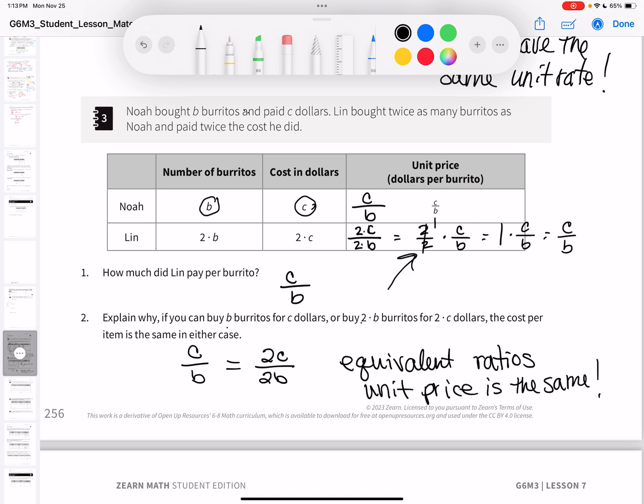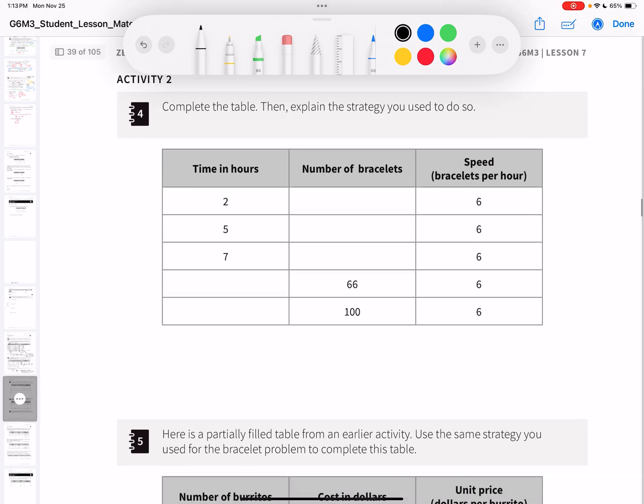Okay. Here's our next activity. Complete the table, then explain the strategy you used to do so. All right. So we have time in hours 2, number of bracelets. We don't know what the number of bracelets is, but the speed of bracelets per hour. So bracelets per, that means 1 hour. She can do 6 bracelets every hour.